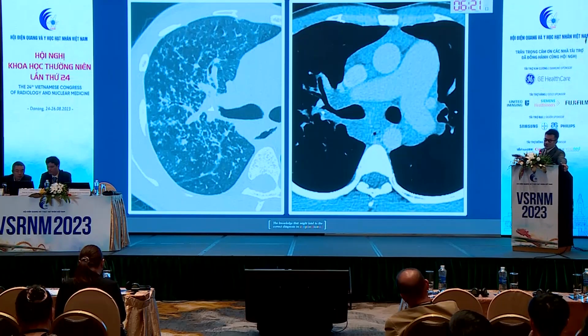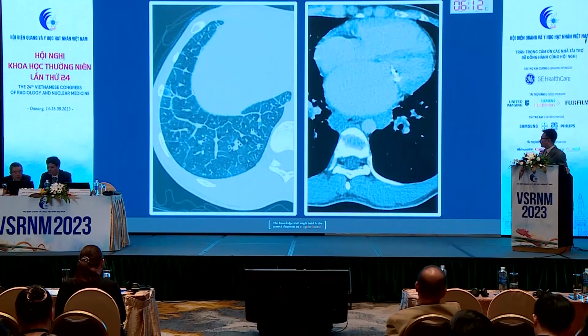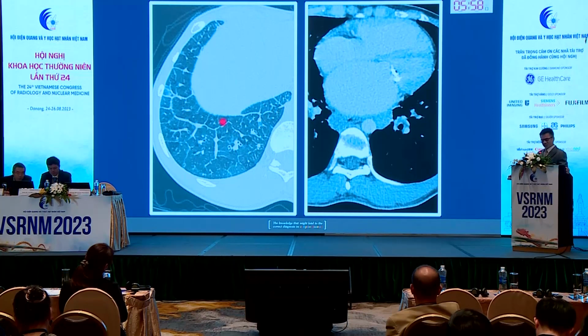But the patient is very young, so we think about silicosis or sarcoidosis, but the patient has no history of dust exposure. And in the lower lung, the smooth septal thickening, in the mediastinum you can see enlargement of the left atrium and a heavily calcified mitral valve. So this is venous and lymphatic congestion from mitral valve stenosis.